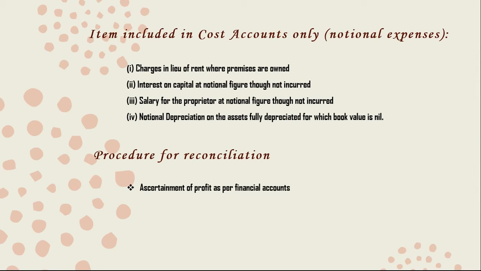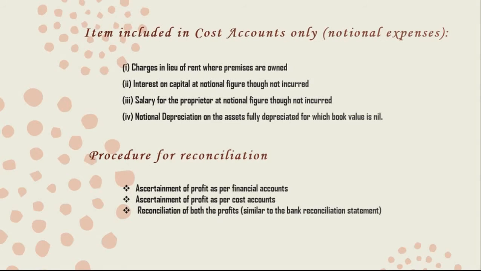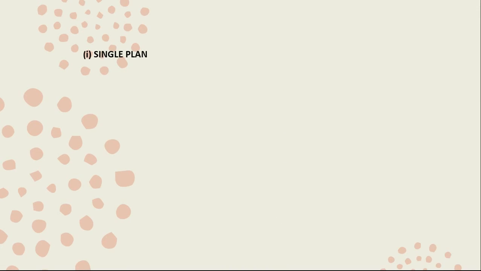Procedure for reconciliation. Ascertainment of profit as per financial accounts. Ascertainment of profit as per cost accounts. Reconciliation of both the profits, similar to the bank reconciliations. Accounting for management information and cost control. 1. Single plan. 2. Partial plan. Single plan. Under this system of management accounting, the variances in costs from the set standards are reported at their happenings without waiting for books closing. Timely analysis is done so that much time is not lost in taking corrective action wherever needed.